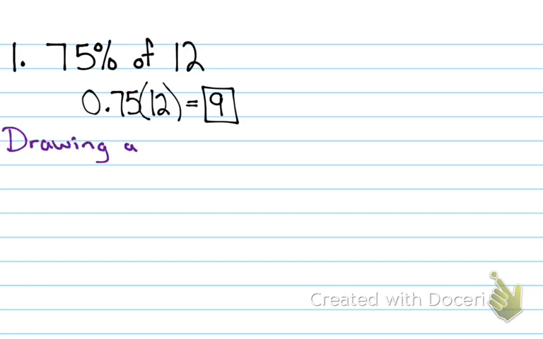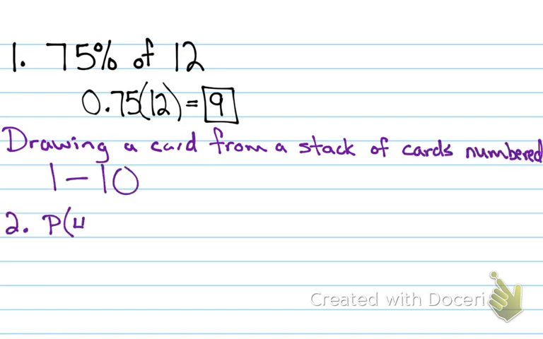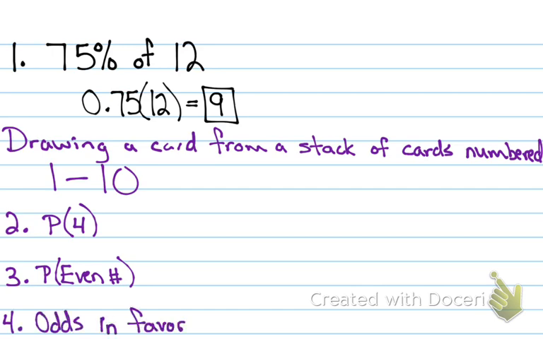Okay, now what if you were asked to find probability? You're given a scenario, and here are your 3 questions you need to solve. You're drawing a card from a stack of cards numbered 1 through 10. There's 10 cards, they're each numbered 1 through 10. So find the probability that you would draw a 4, find the probability that you would draw an even number, and find the odds in favor of a multiple of 3. But here's the catch. You need to write your answer as a percentage. Answer must be written as a percentage.